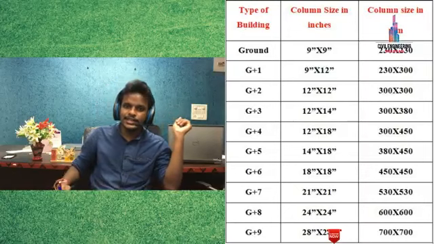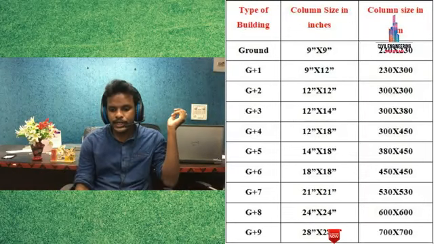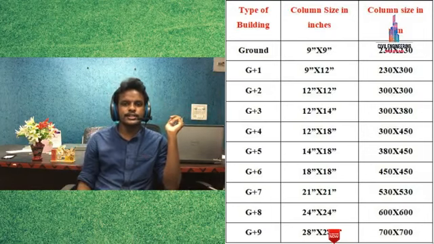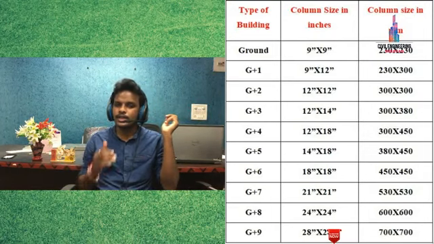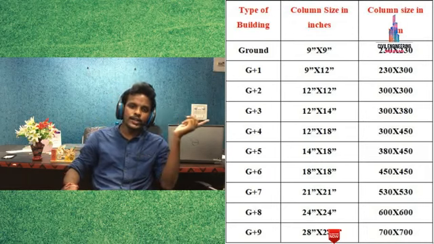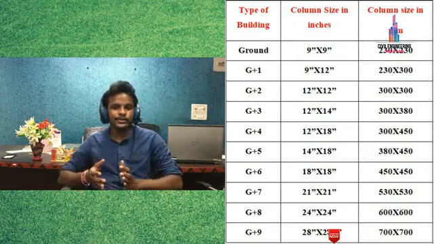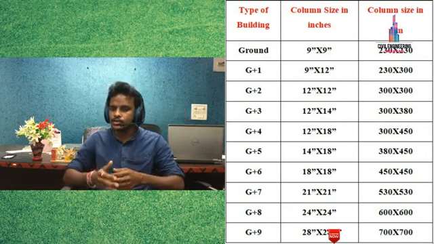Please follow the left hand side screen also. It will consist of the type of building, column size in inches, and column size in mm. First one is ground story. If you only want to construct a ground story building, you need to consider 9 inches cross 9 inches, which is approximately equal to 230 mm cross 230 mm for the respective ground story case only.